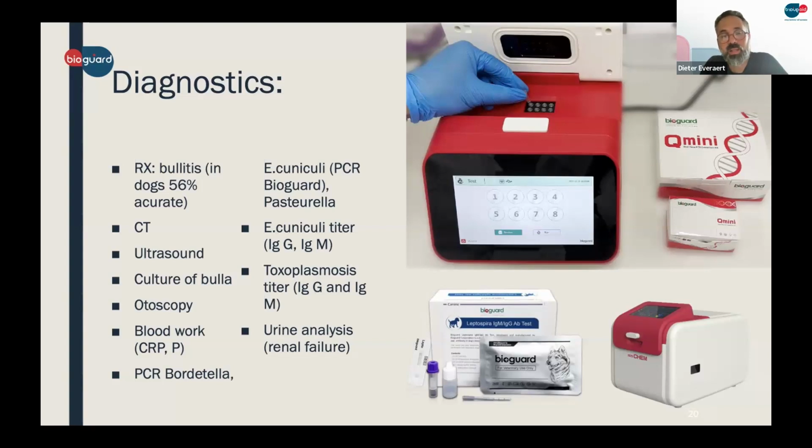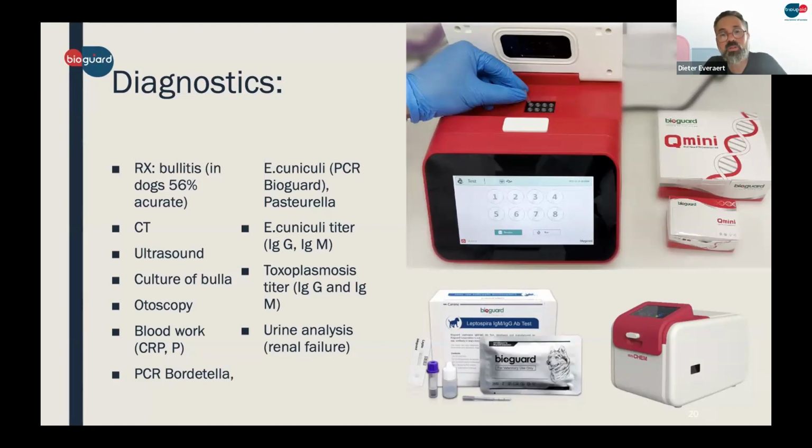Blood work: in an active infection, you see a rise of CRP. With E. cuniculi, you see a lowering of phosphorus. We also want blood work to see if they have kidney problems, so that's why the blood work is really important. As said, you can do PCR for Bordetella, and for E. cuniculi and Pasteurella, you can do the serology.